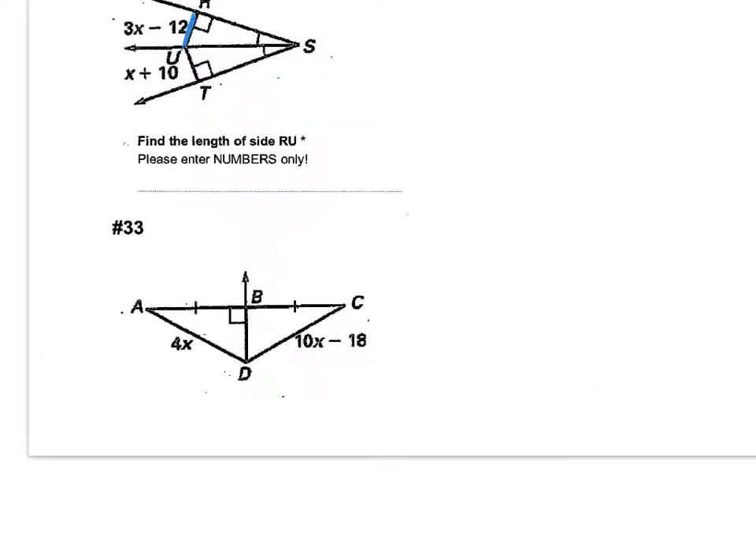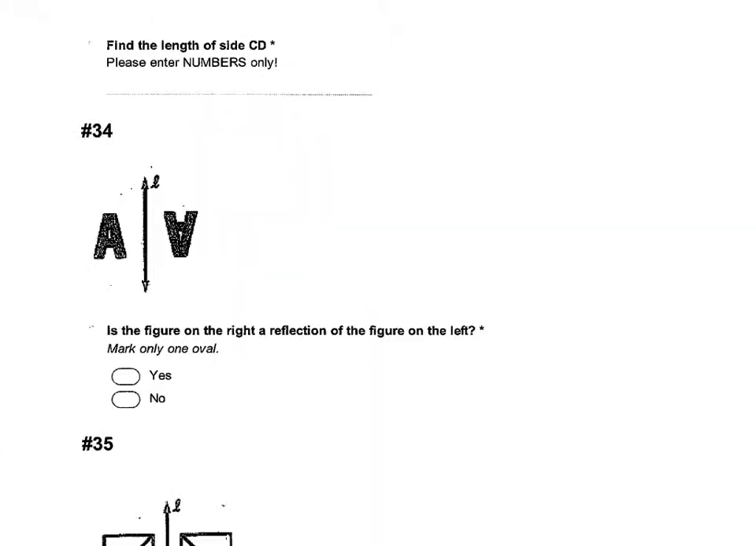There's a picture of 33 right here. Hopefully we have a question on the next page. Okay, so here we are. CD is right here. So how long is that? Again, set these two equal to each other as an equation. Solve for x and then plug it back in. Okay, so now your question for 33 is right here. They want to know what CD is, so let's flip back.